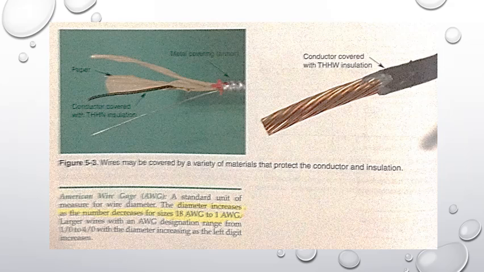Wet location: an installation underground or in concrete slabs or masonry in direct contact with the earth, in locations subject to saturation with water or other liquids, such as vehicle washing areas, and in unprotected locations exposed to weather.